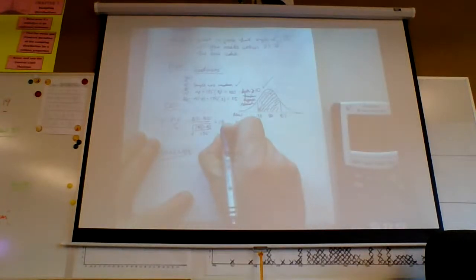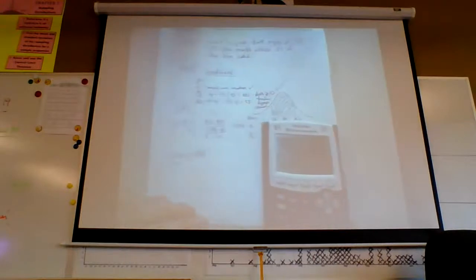How do I feel about that 6? Do I want to round it? I'm going to call mine 5.7 because I rounded it up. This is what it looks like in the calculator.